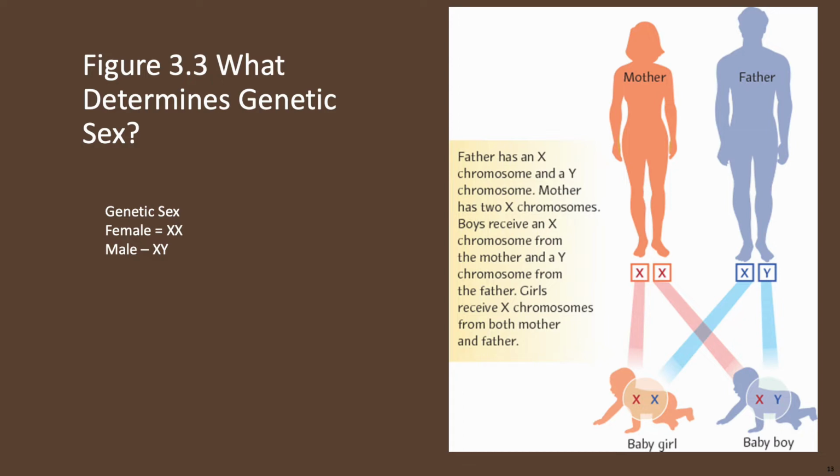The father has an X chromosome and a Y chromosome. The mother has two X chromosomes. Boys receive an X chromosome from the mother and a Y chromosome from the father. Girls receive an X chromosome from both the mother and the father. So genetic sex for a female is XX and genetic sex for a male is XY.